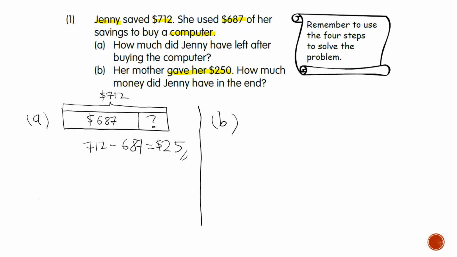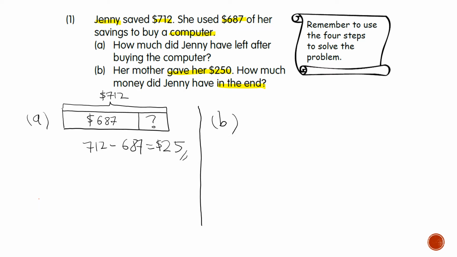Okay. So the question is, how much money did Jenny have in the end? So this in the end, you got to really read it very carefully. This is what we call understanding a problem. In the end means after buying the computer. So you got to add it to your answer in part A. If you cannot get part A correct, I'm sorry that you cannot get the question correct.